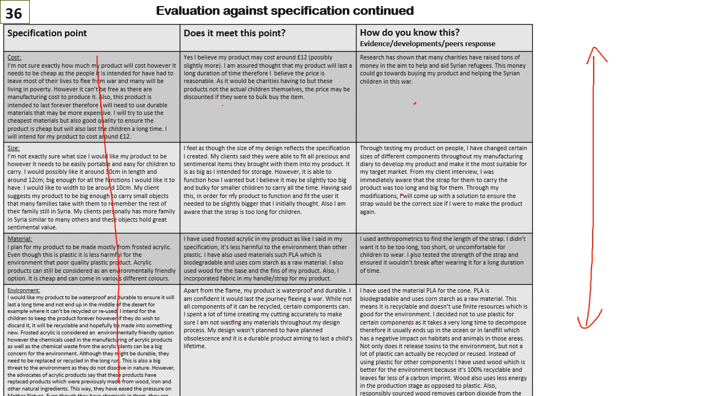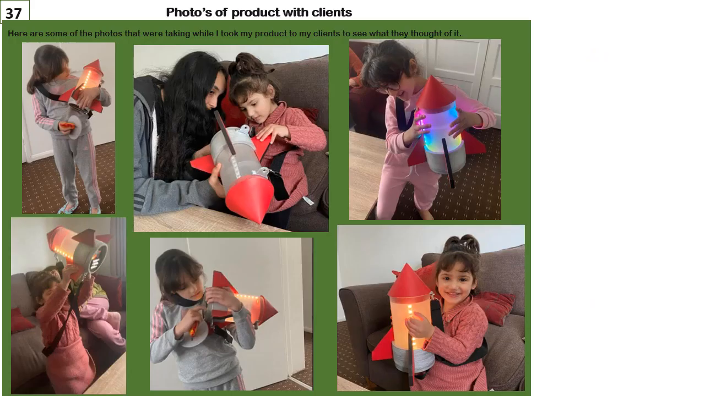Okay, so this is quite an important bit, evaluating your final design against your specification, well, your final product. On this slide, we've got some really nice pictures of the product being shown to the client. This is a guaranteed way of making sure you get good marks, showing that you had a real client to begin with, showing them holding and interacting with the product.